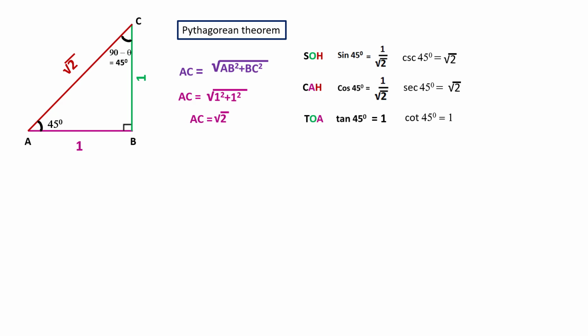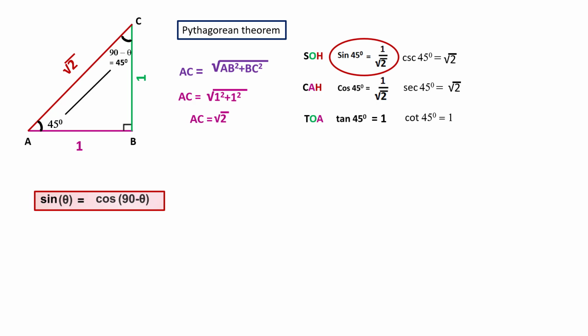Here we have 45 degrees equal to 90 minus theta, or theta is equal to 90 minus theta. That is, angle A is equal to angle C. Therefore, I can say that sin theta is equal to cos of 90 minus theta, because sin 45 degrees and cos 45 degrees are equal to 1 by root 2, which is the same value.